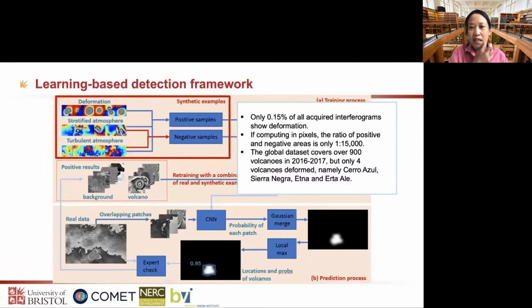The simple deep learning framework is, however, quite like we need a good balance between the positive and negative samples, because otherwise, when we train it, the model will be biased to the majority class. And this becomes the real problem for volcanic deformation detection, because the real positive signals are very rare. As you can see, the statistic that I show here is only 0.15% for the whole data set that is actually deformed.